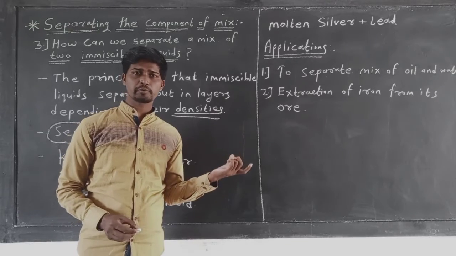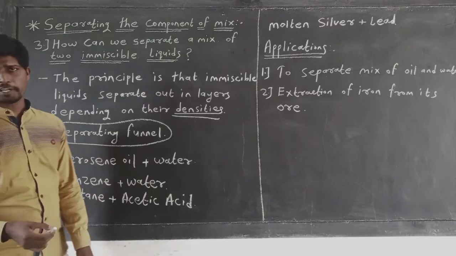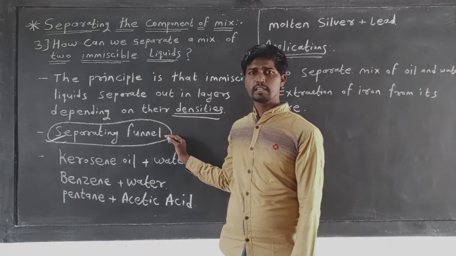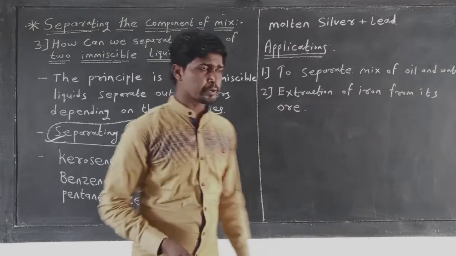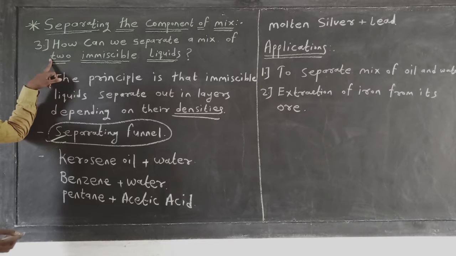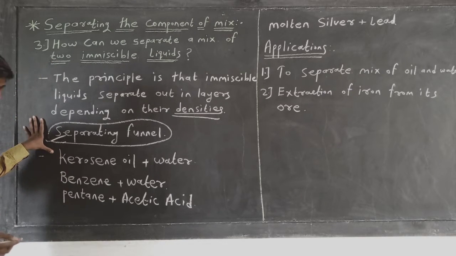These liquids are separated by this instrument, the separating funnel. This separating funnel, you can see its picture in the textbook. This is the separating funnel. It is very important for two immiscible liquids. These two immiscible liquids are separated by the separating funnel.